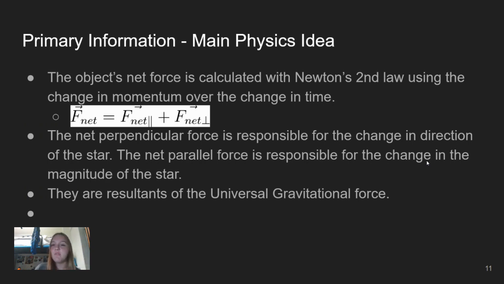The F net perpendicular force is responsible for the change in direction of the star, and the F net parallel force is responsible for the change in magnitude of the star. F net was equal to the universal gravitational force.